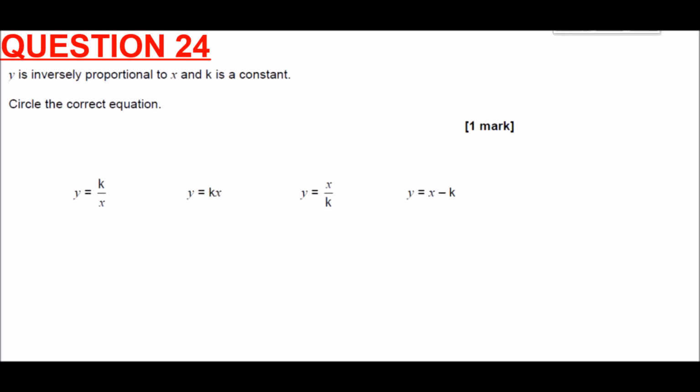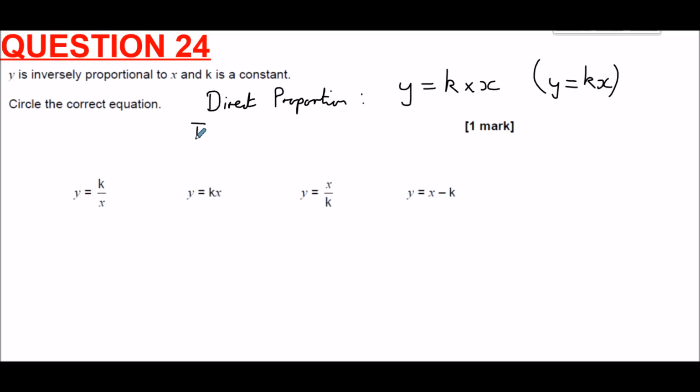Question 24, it says y is inversely proportional to x and k is a constant. And so I'm just going to mention what direct proportion means, because you can't mention indirect or inverse proportion without mentioning direct proportion. If y is proportional to x in direct proportion, you can say y equals a constant number multiplied by x. Now in algebra you don't need a multiplication sign, so you could just say y equals kx.